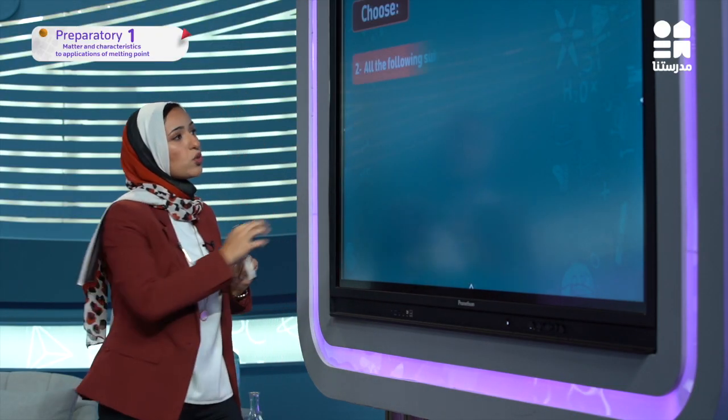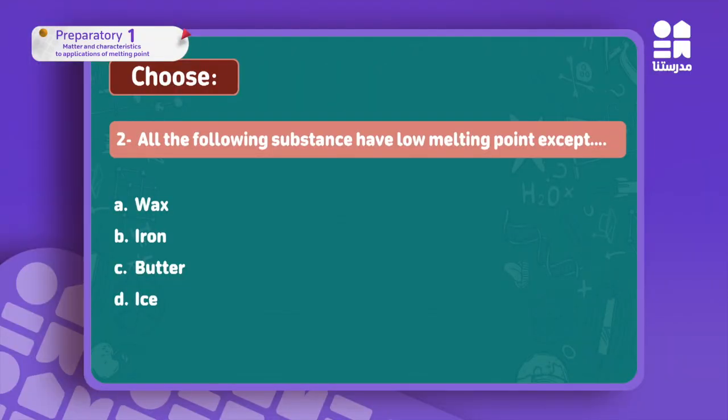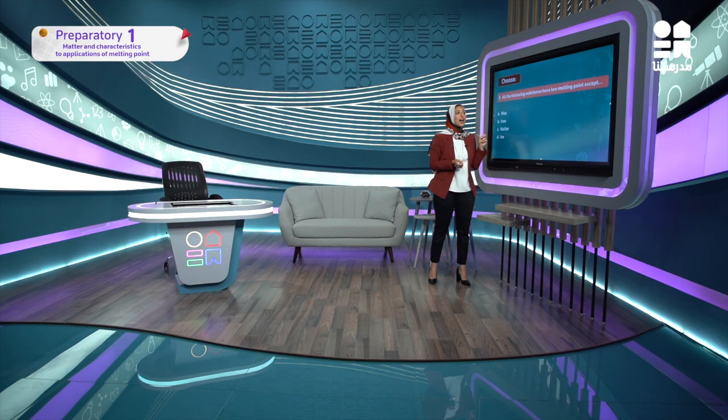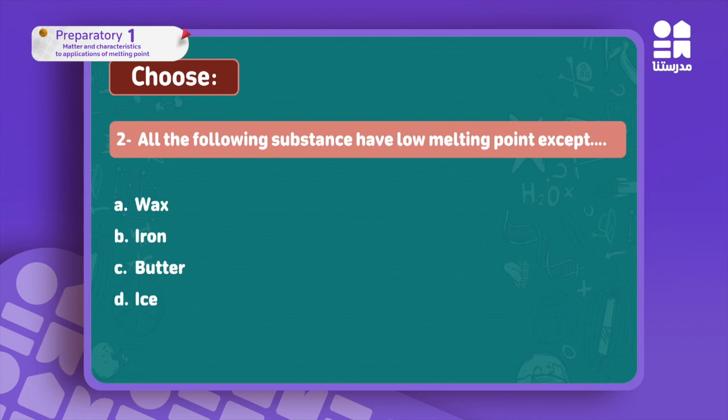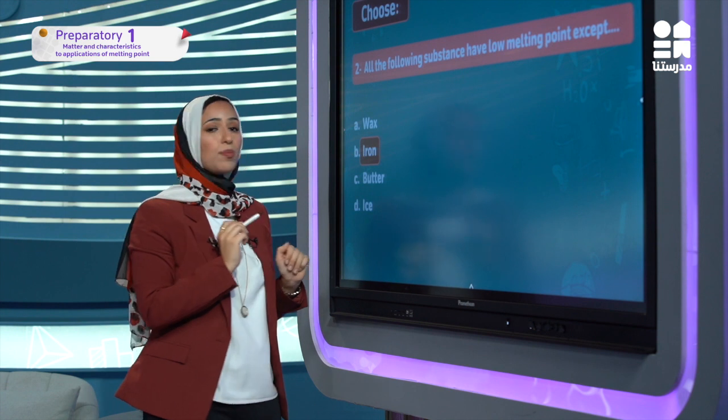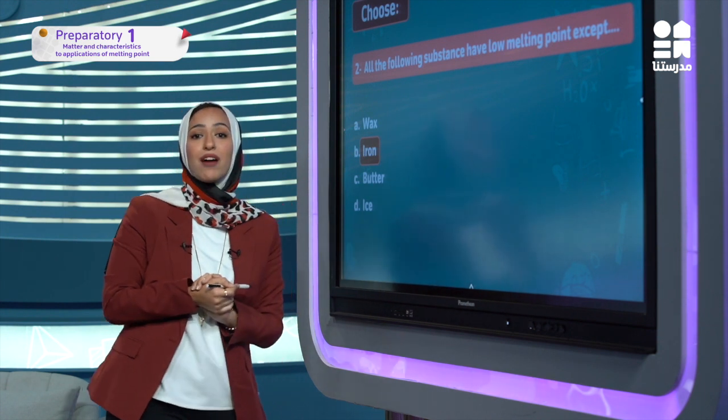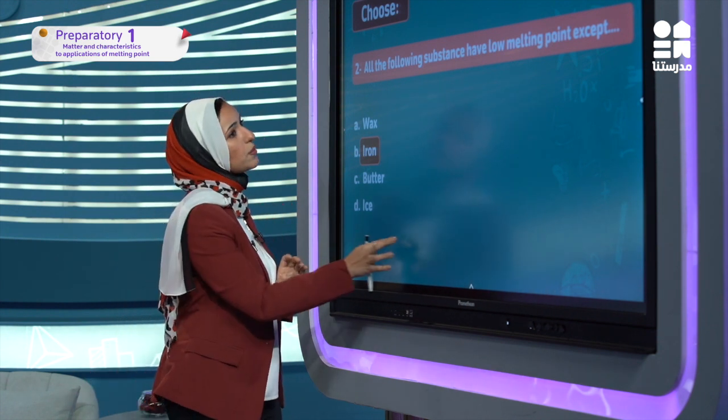طيب next question. يلا. All of the following substances have low melting point except... يعني هو هنا عايز الحاجة الوحيدة اللي هنا اللي عندها high melting point. Wax لا, it has a low melting point. Iron yes, the answer is iron. الايرون هو اللي هنا الوحيد اللي عنده high melting point. Butter and ice برضو زي الواكس we said they have low melting points.